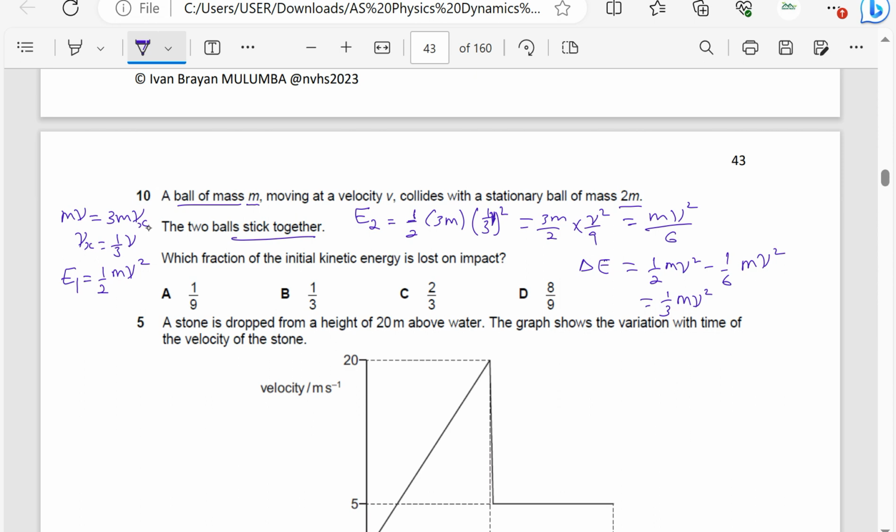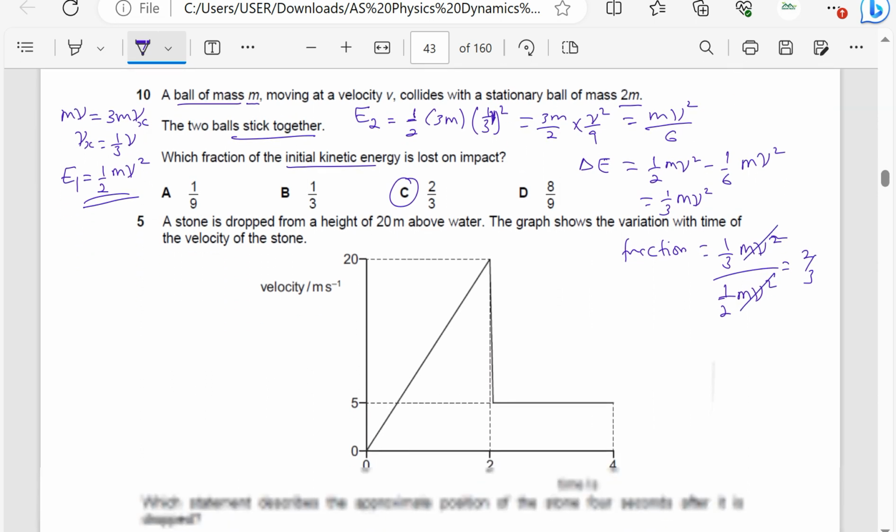But then what fraction of the initial kinetic energy is lost? So we want the fraction. The fraction is going to be a third mv squared divided by the initial energy, which is E1, a half mv squared. So this becomes 2 over 3. So the answer is going to be C, because mv squared cancels, and a third divided by a half is 2 over 3.